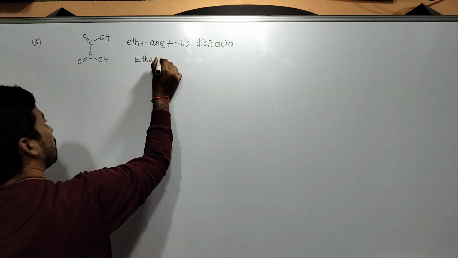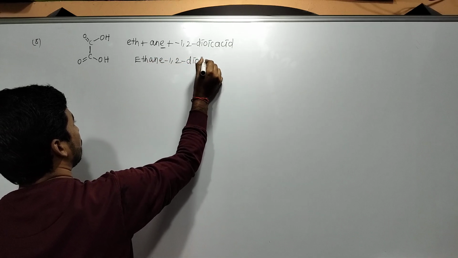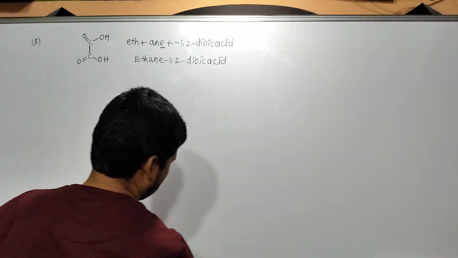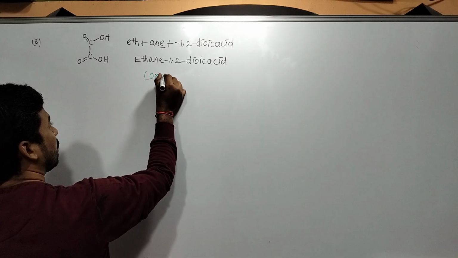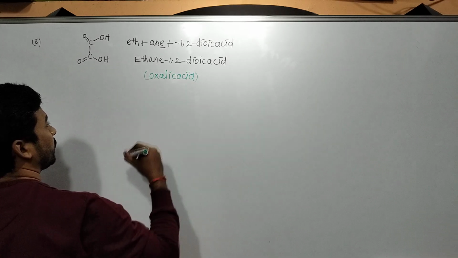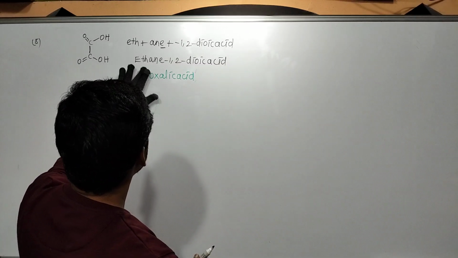Ethane 1, 2 dioic acid is the IUPAC name. Common name is important. The most familiar common name is oxalic acid. Oxalic acid. Remember this.